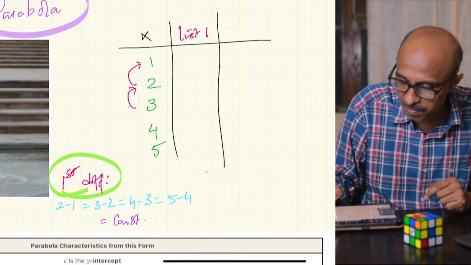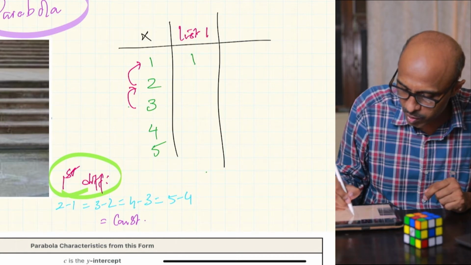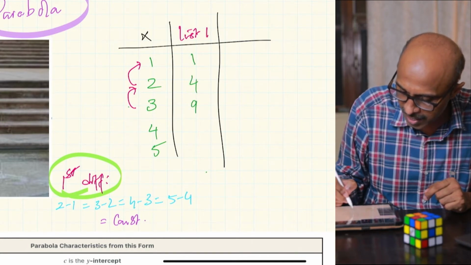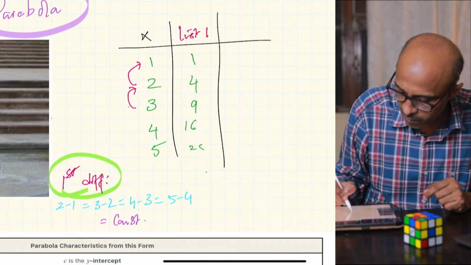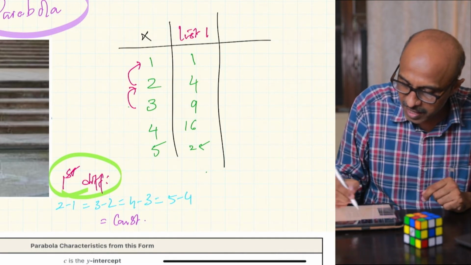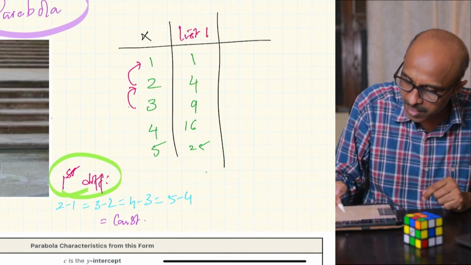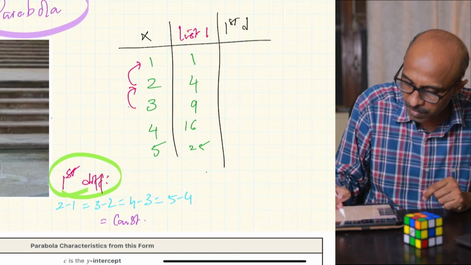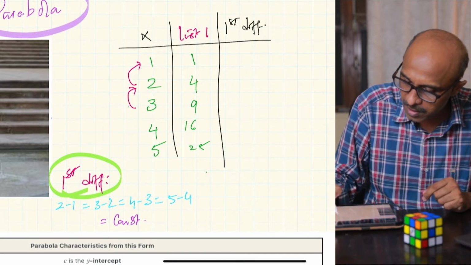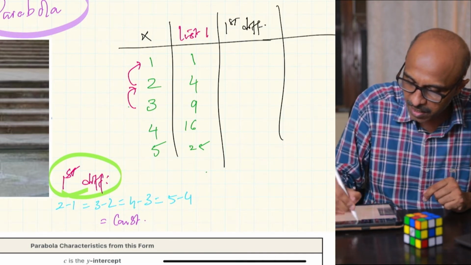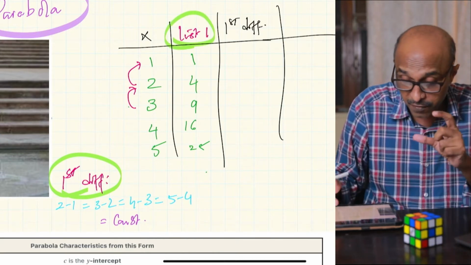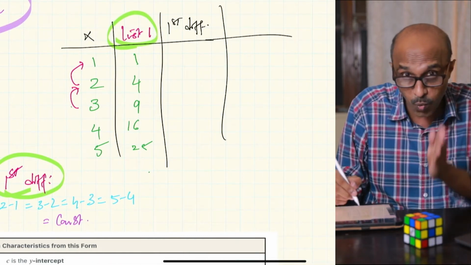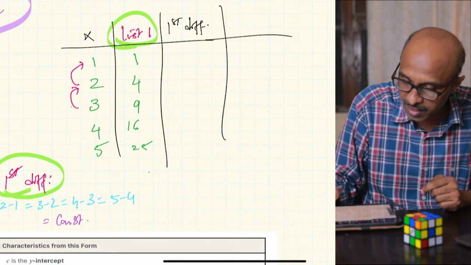Okay, let me just make up some numbers here. Suppose this was 1 and this is 4 and this is 9, 16 and this is 25. And if we take a look at their differences, I'm just going to call this first difference. And remember, this column that I'm writing, first difference, is talking about the first difference of the numbers on list 1, all right? So we are looking at the differences here.